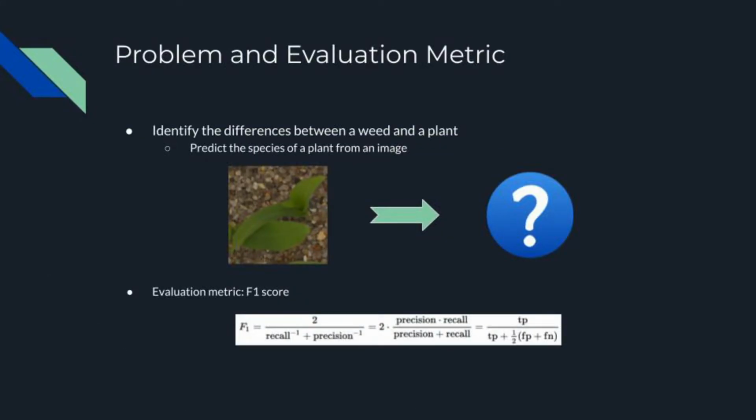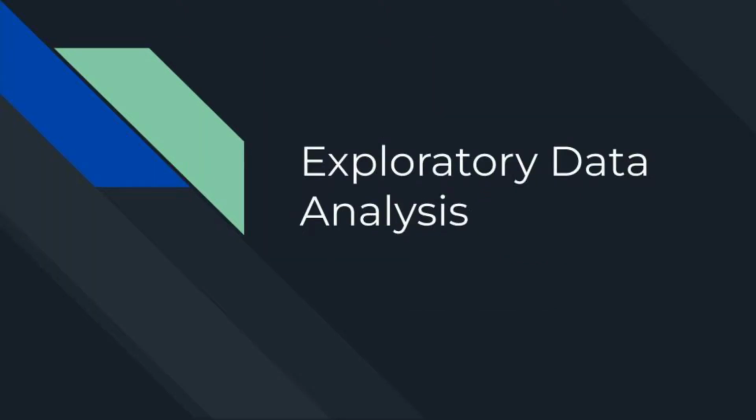In this Kaggle competition, the task is to identify the differences between a weed and a crop seedling. We are given an RGB image of the plant, and we need to predict the species of the plant. The motivation behind this competition is to achieve better crop yields and better stewardship of the environment using the power of computer vision. The evaluation metric that will be used is the F1 score, whose equation you can see on the slide.